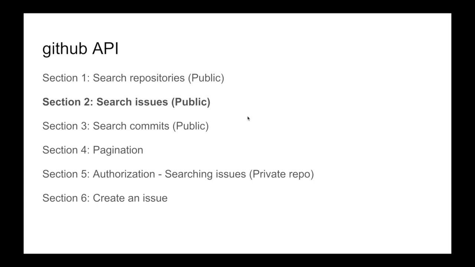All right, guys, so section two. In section two, we will learn how to search issues, right? Issues are essentially where the users create in the repos in order to interact with the repo and, for example, create bugs or features for other developers to start implementing, right? Questions, anything. And then we're going to play with this API and get the issues. Let's just jump into the video, guys.